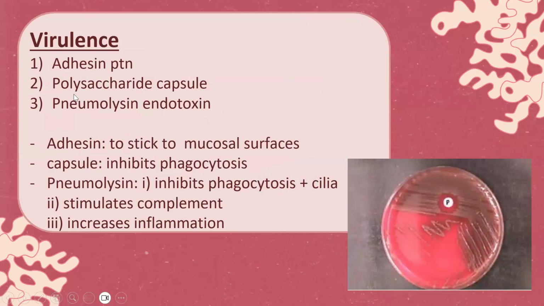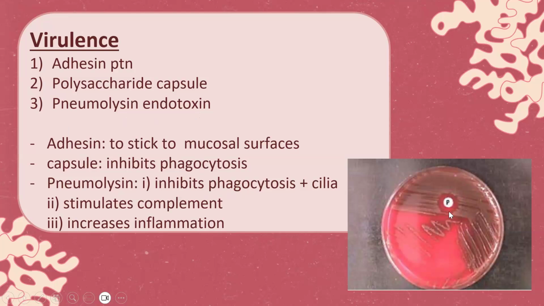Okay, so it is encapsulated is one of the virulence factors. So it is encapsulated by a polysaccharide capsule, and any capsule is like a protection from what? From phagocytosis. Okay, it has an adhesion protein to stick to the mucosal surfaces, and it has the endotoxin pneumolysin, which inhibits again phagocytosis, and it increases the complement and inflammation. Here is the image showing how it is optochin sensitive.